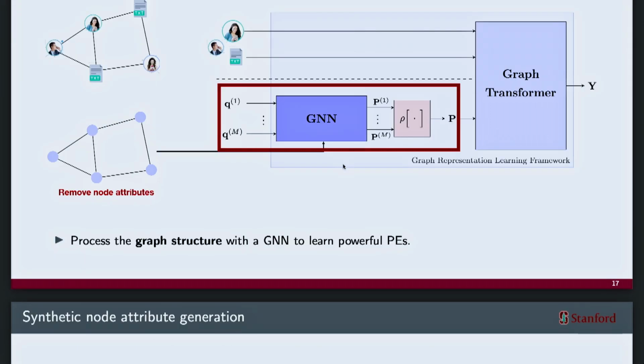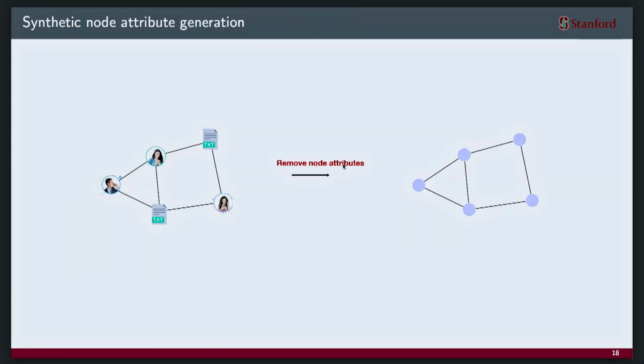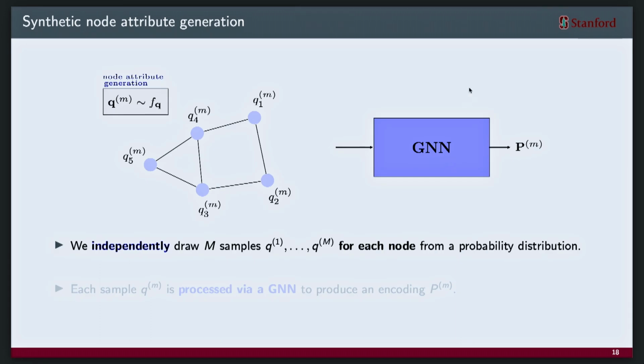So what happens here is that, as I said, we have the graph that has some initial node attributes, and then we remove these node attributes, so we only have the graph structure. And then for each node in the graph, we will associate each node with a set of M samples, M values. So we'll draw M samples from a probability distribution for each node. For example, if we look at node 4 here, we will draw M different values. So we'll have, let's say 0.1, 0.2, 0.3, which are these new node attributes for node 4. And we'll do the same for every node in this graph.